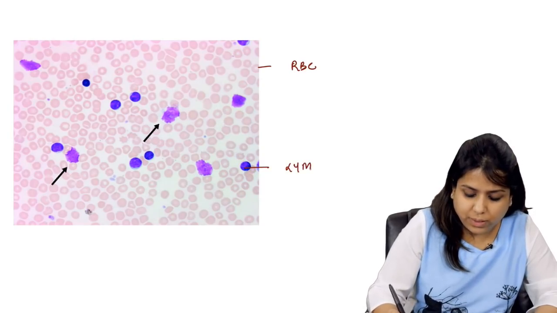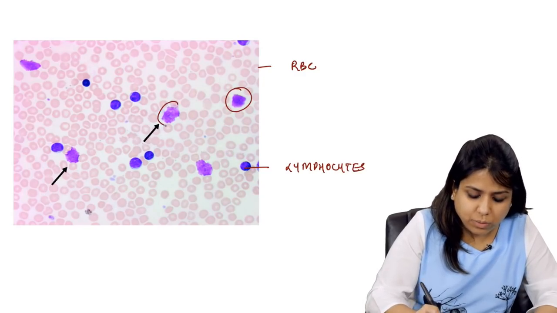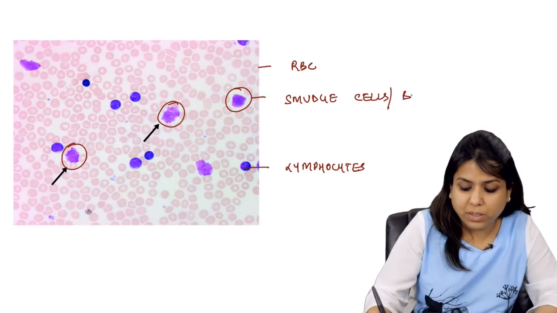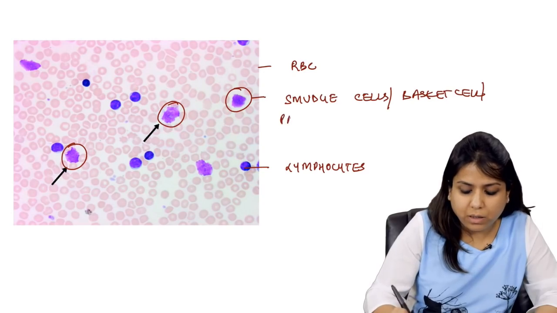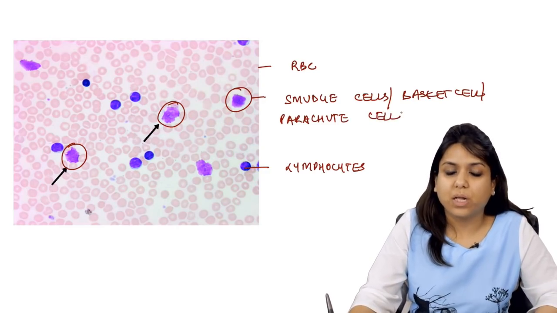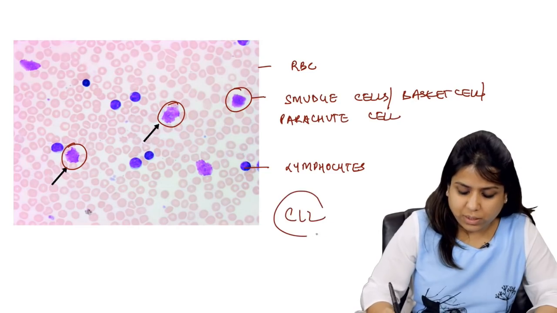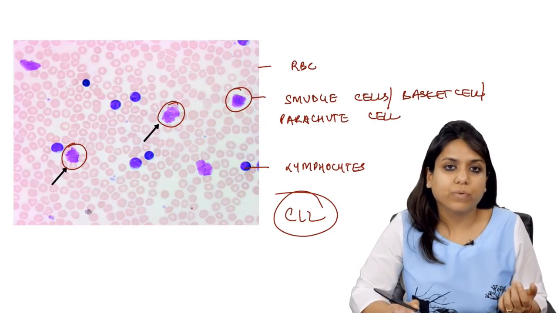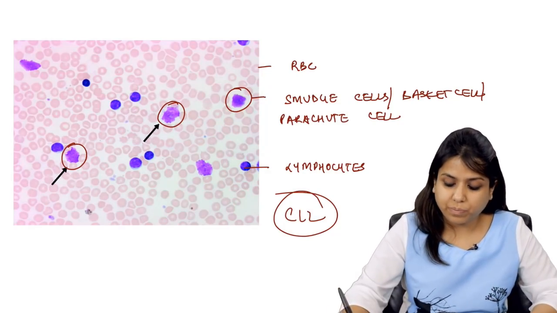These are the lymphocytes. These are the normal looking lymphocytes, and these cells, students, these are basically smudge cells. Another name for smudge cell is a basket cell, and another name is a parachute cell. Smudge cell or basket cell or parachute cell is a characteristic feature of CLL, chronic lymphocytic leukemia. Again, this image can be asked in the exam.